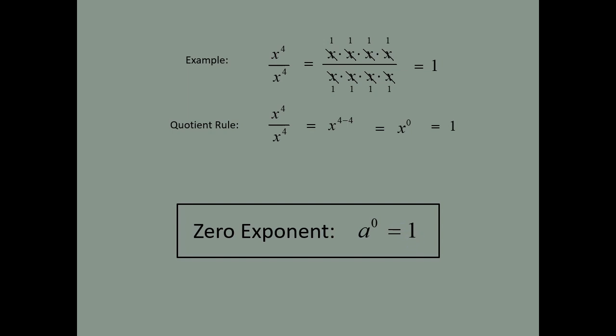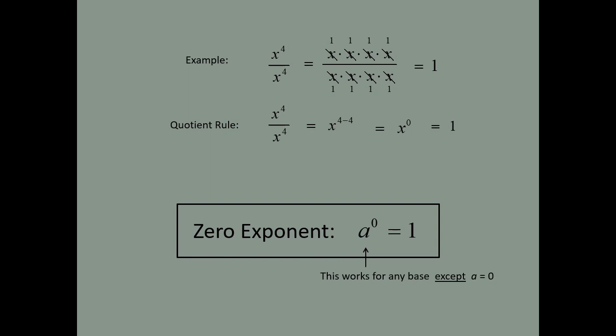Now you can see from the argument above that it doesn't matter what the base is equal to. Since all the factors cancel out, we're just left with 1. So this works for any base with one exception. We don't allow our bases to equal 0. 0 to the 0 power is something we can investigate further in a calculus course, but for now we'll just consider it to be undefined. 0 to the 0 power does not have a value.